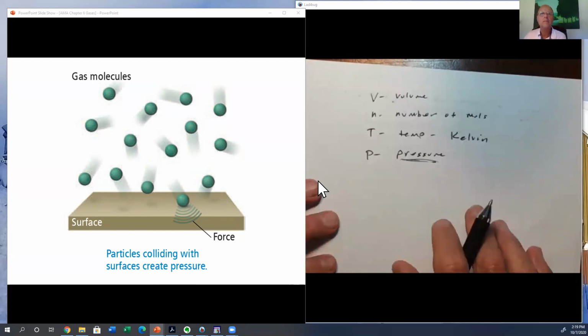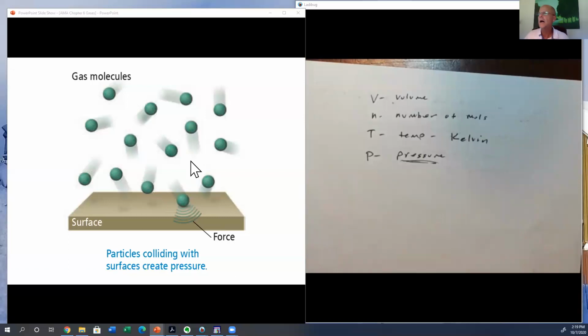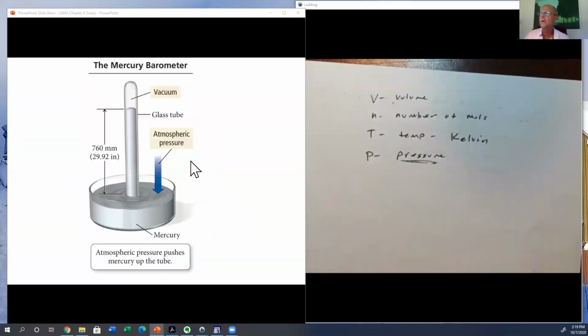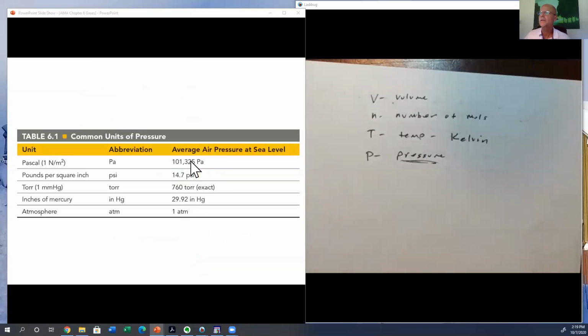And we report pressure in different kinds of units. Here are the different pressure units. We're going to primarily be using the torr and the atmosphere, all right? And millimeter of mercury, which is exactly the same as a torr, okay?